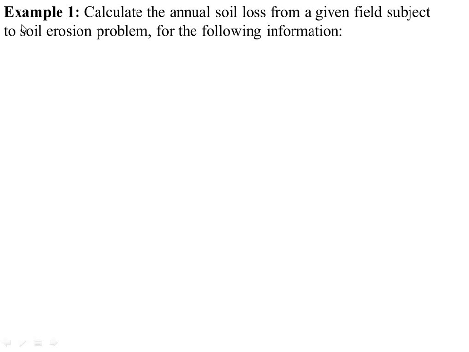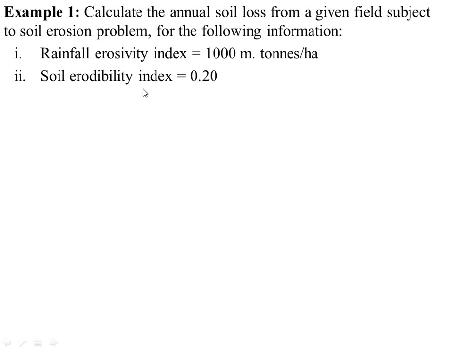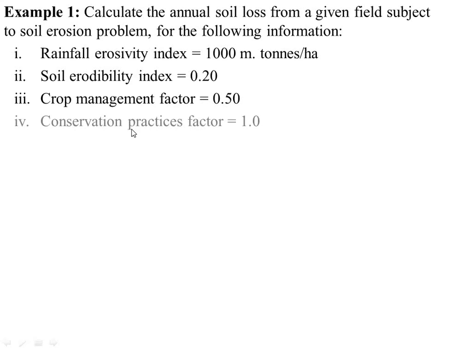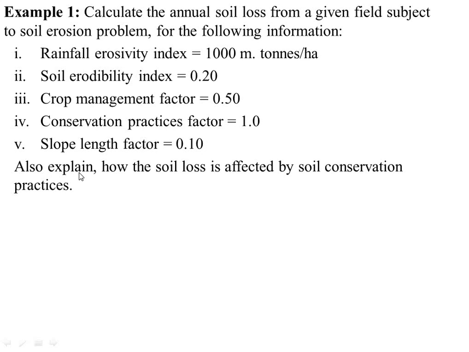Now let us come to a problem. We try to see, after seeing the universal soil loss equation, let us try to solve a problem. The problem says that given the following data, calculate the average annual soil loss. Rainfall erosivity index 1000 meter tons per hectare. Soil erodibility index 0.20. Crop management factor 0.50. Conservation practice factor 1.0. Slope length factor 0.10.